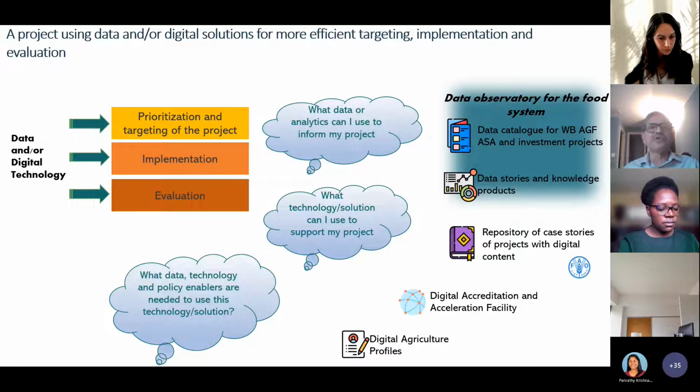An example of where we use data and digital solutions is when you do prioritization and targeting, implementation, and evaluation. And so you ask various questions. What are the data and technology enablers required to do that? What technology solutions can I use to support the project, and what data or analytics can I use to inform the project? And we have found that that's how most people start their journey on data and digital. And ultimately, you have a lot of things then coming in, such as digital agriculture profiles, repositories of case studies, data stories, and data observatories to enable you to do that. Next, please.